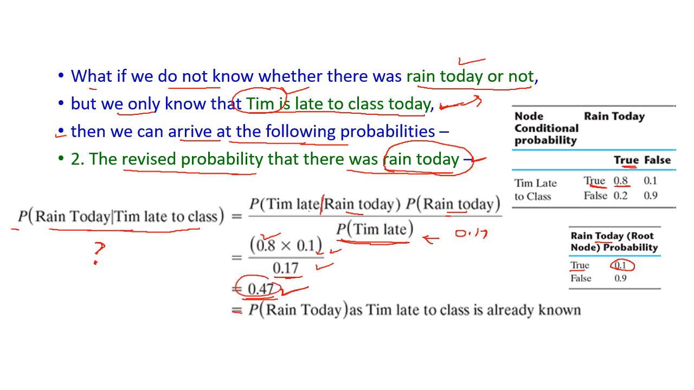That means the probability of rain today, given that Tim came to the class late, is already known. As per our table, if Tim is late to the class and rain is true, it is 0.8. If Tim is late to the class is false and rain today is also false, then the value is 0.9. So from this we can understand Tim is a sincere boy. Unless the rain comes, he will not be late to the class.